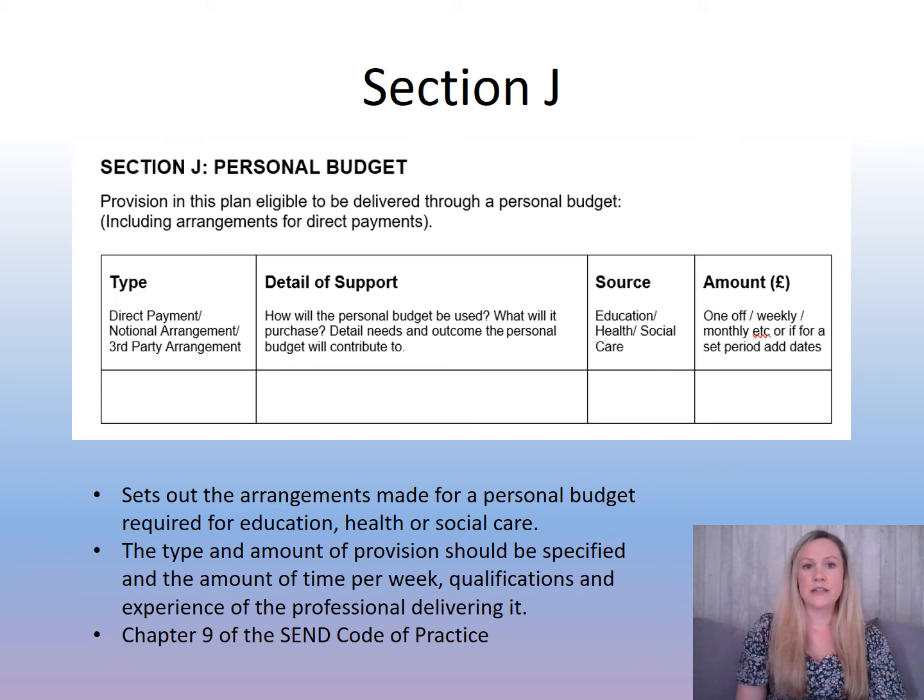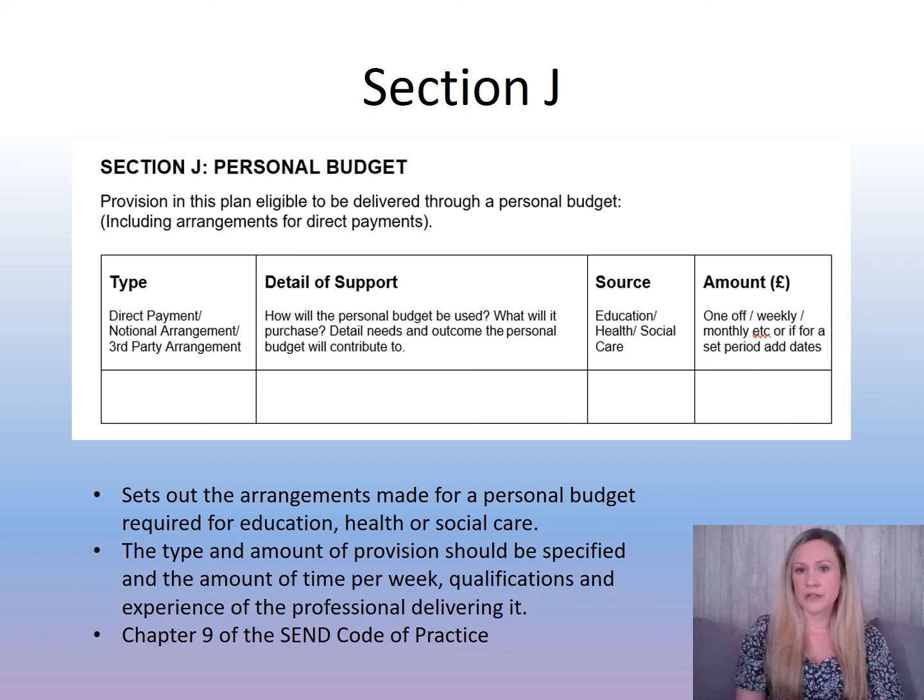Section J should set out the arrangements made for a personal budget required for education, health or social care. This is not the usual arrangement for allocating funds, and most people will feel that a personal budget is not appropriate for them. Normally the local authority will provide the necessary funding to school or college to deliver the support in the plan. But a personal budget is when the amount of money required to deliver provision is identified and the parent or young person is involved in securing that provision.